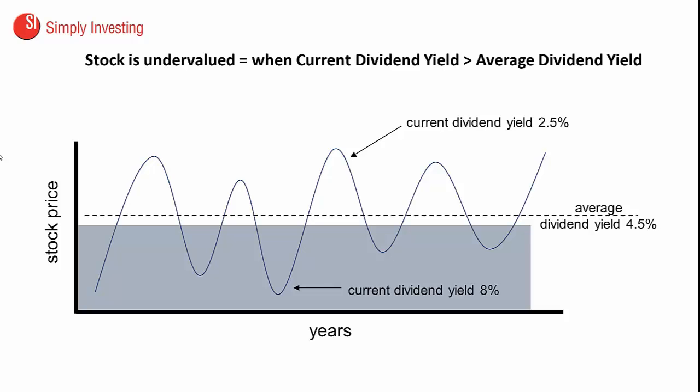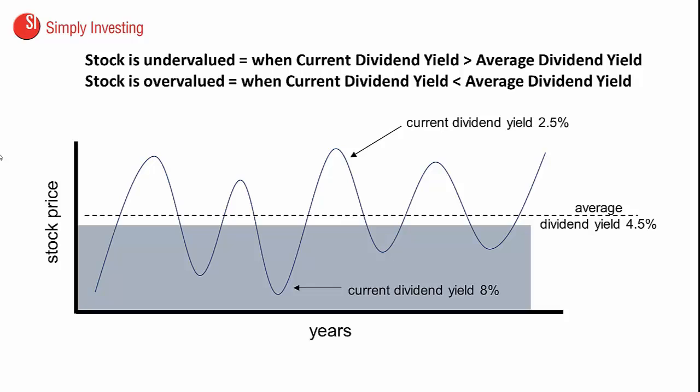Okay, so we're going to summarize that again, and this is also very important. We've got it highlighted in bold here. The stock is undervalued when its current dividend yield is greater than its average dividend yield. And the stock is overvalued when its current dividend yield is less than its average dividend yield. So this is extremely important. Now you know exactly when a stock is priced low, when it's undervalued, and when it's priced high, when it's overvalued.